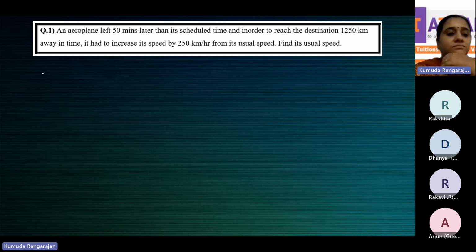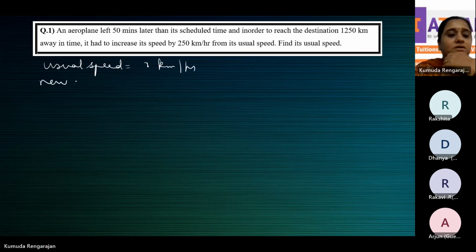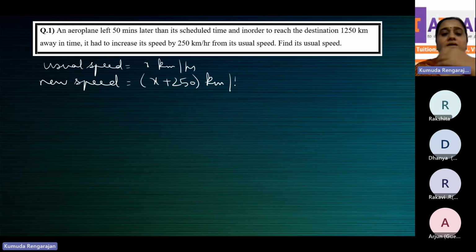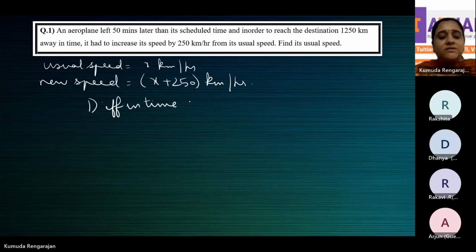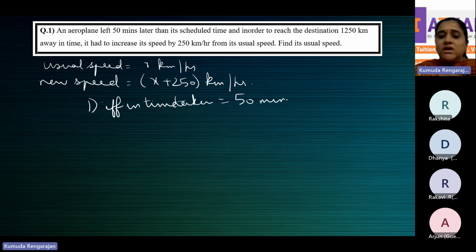All right, children. So let the usual speed be x kilometers per hour. New speed is the increased speed, so it will be x plus 250 kilometers per hour. Now, we know that the difference in time taken is 50 minutes. Now we need to express this difference in time taken.